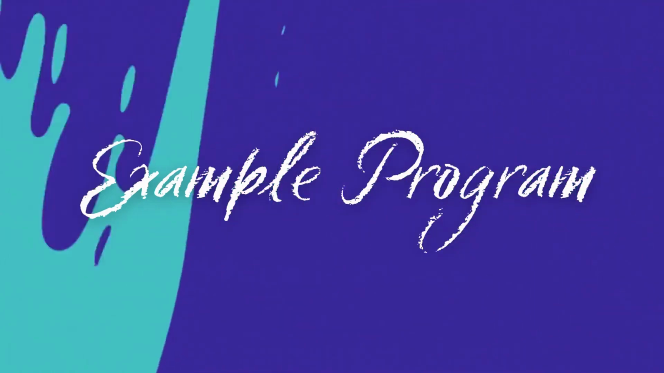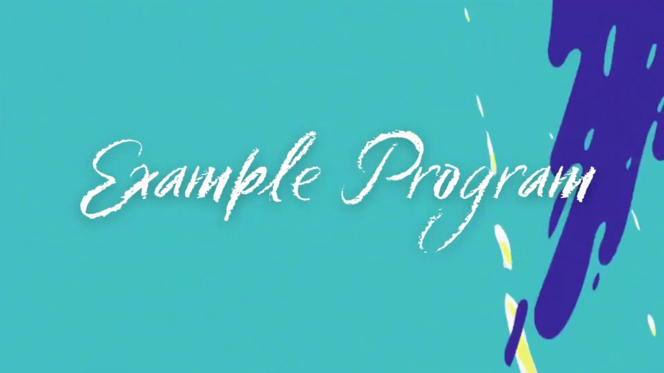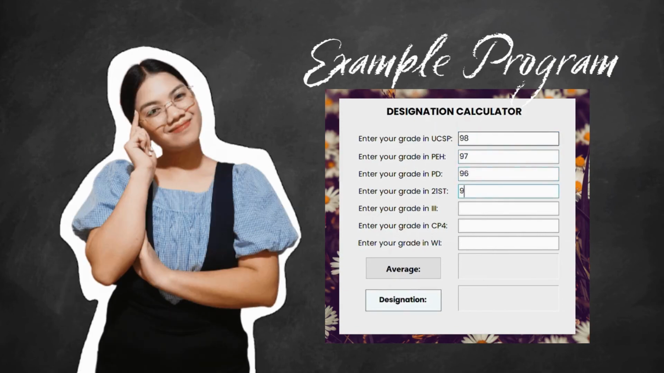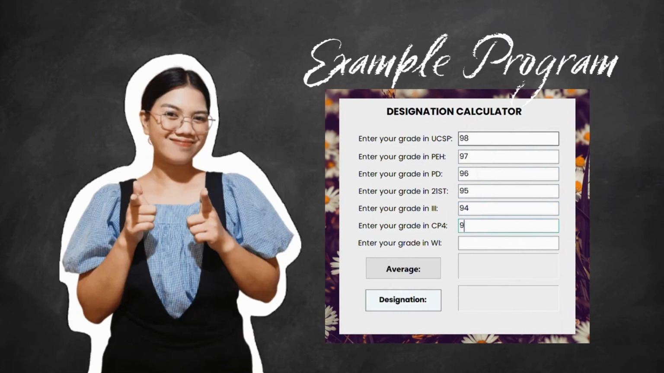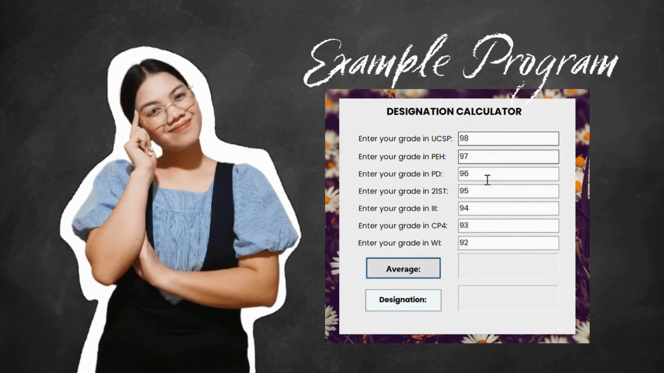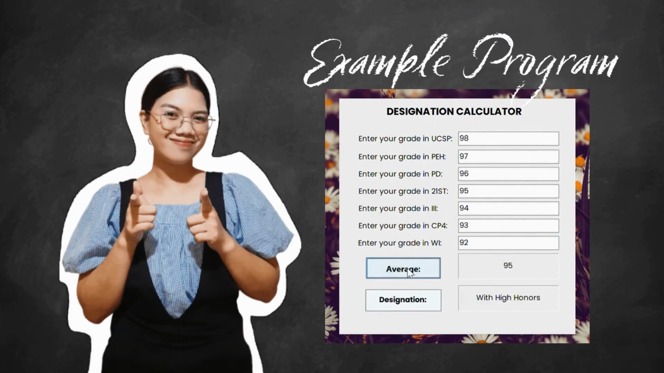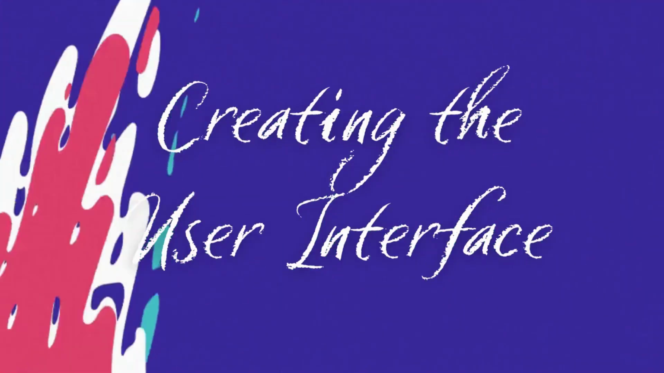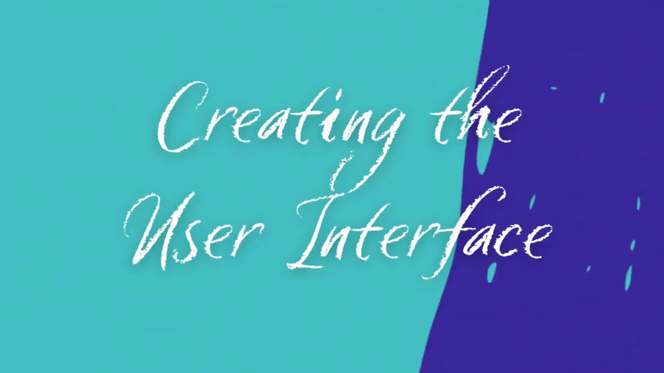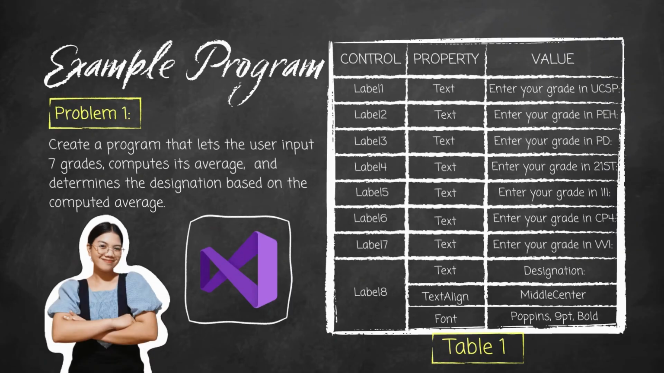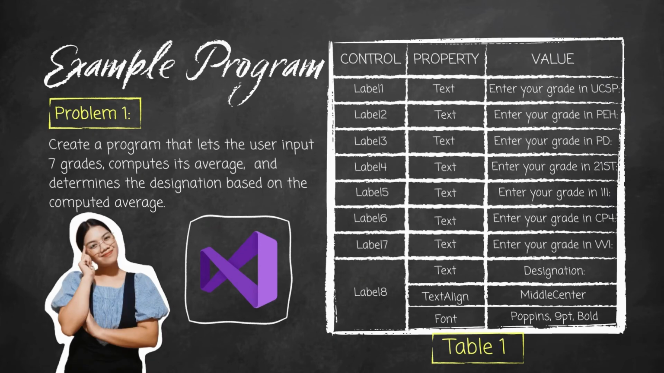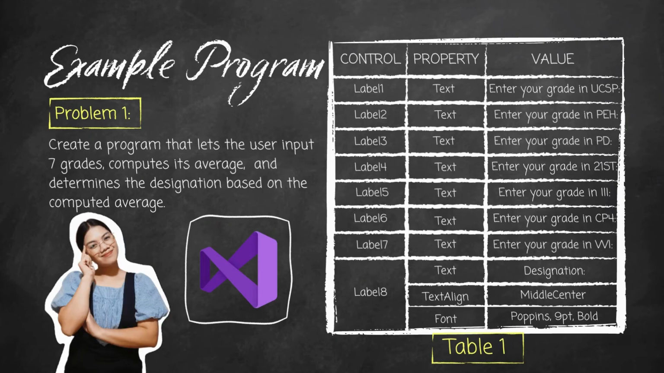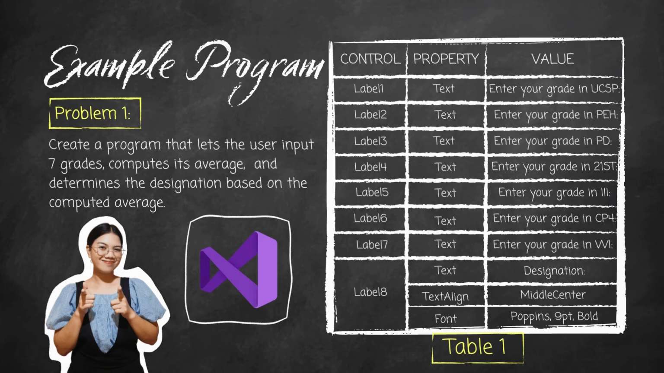To better understand the statement, let's take a look at this example program. This program allows the user to input 7 grades in specific subjects and compute the average. The program also identifies the designation based on the computed average. In creating the sample program, add the necessary controls from the toolbox and modify the properties as indicated in the table. Again, it is recommended that you pause the video and continue watching it after adding the controls and modifying their properties.